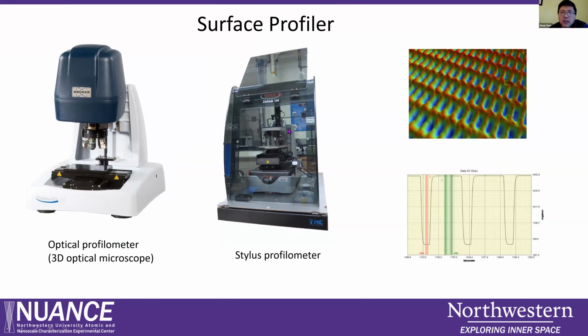This is the surface profiler, which on our side we call the stylus profilometer. This one uses a stylus tip to contact the surface and get the profile. The left one is the optical profilometer, also called the 3D optical microscope. We can get a 3D image very quickly and easily.